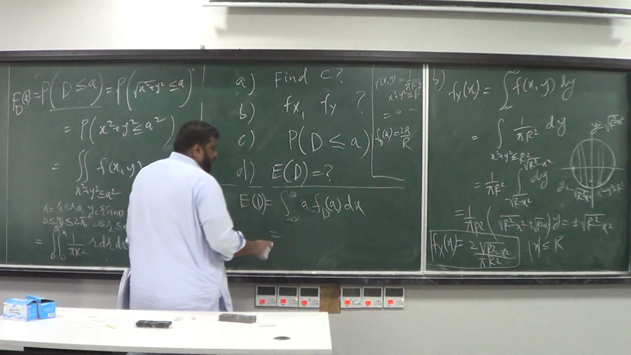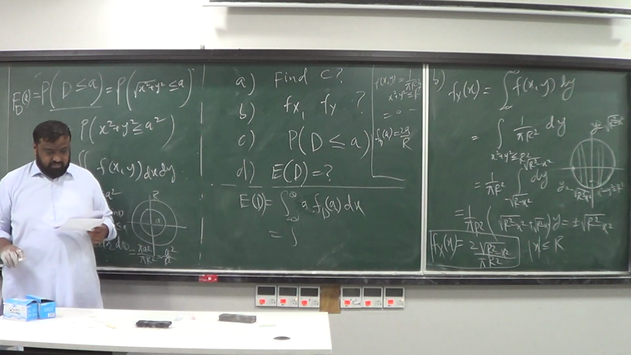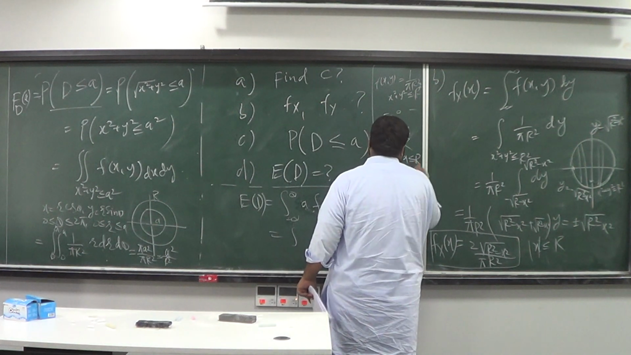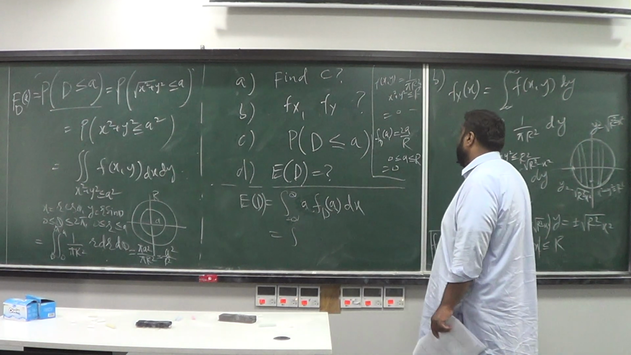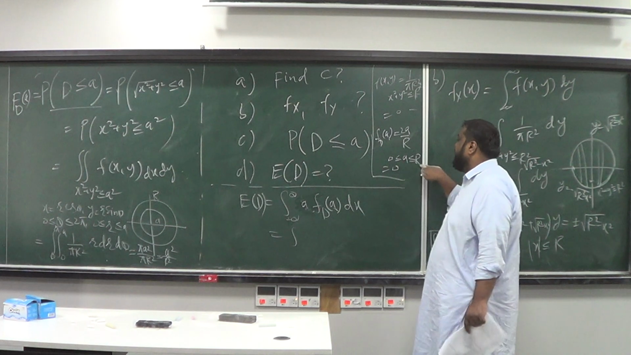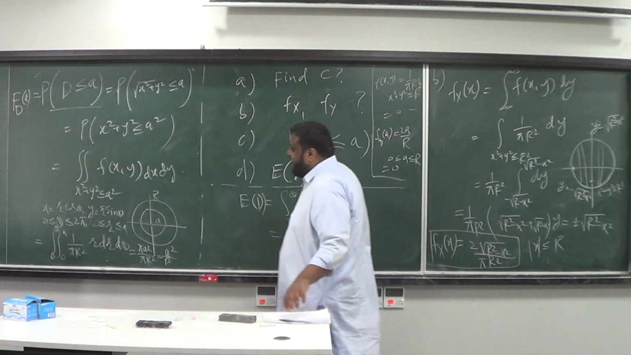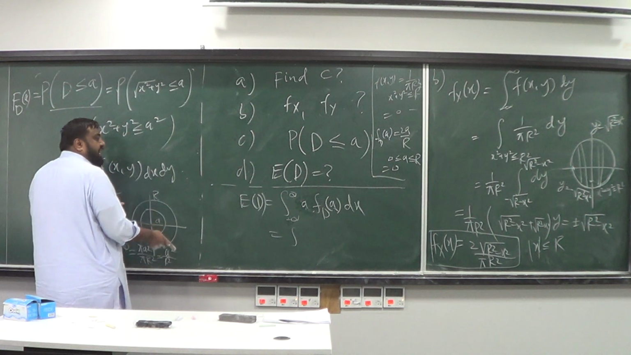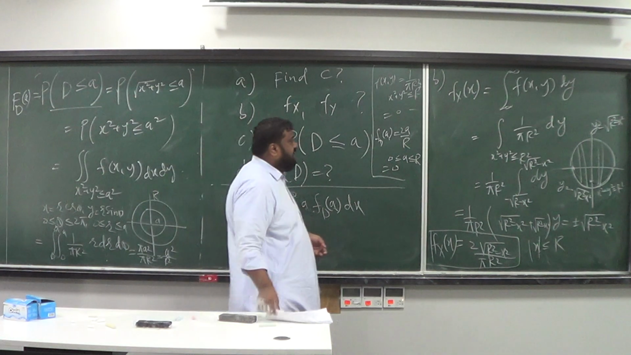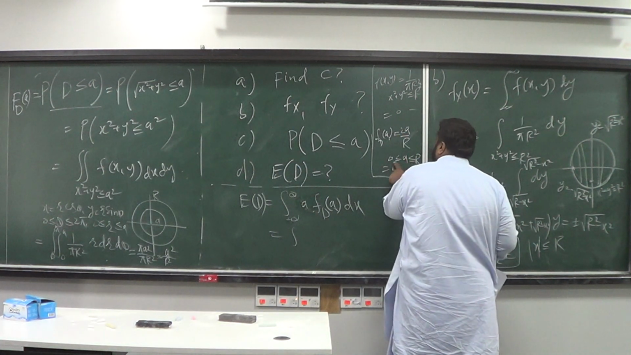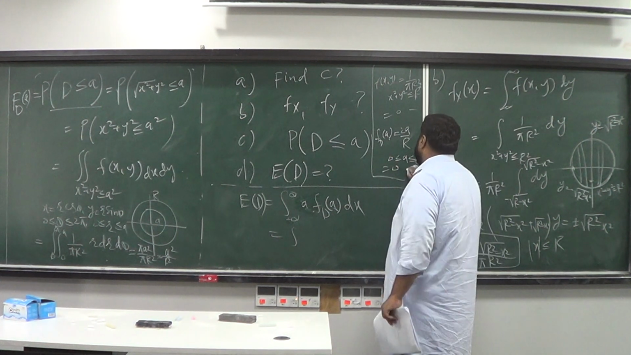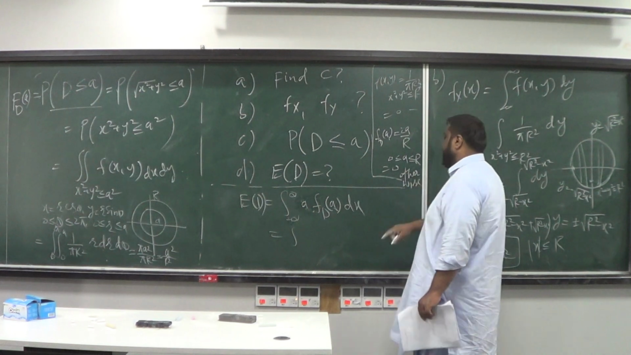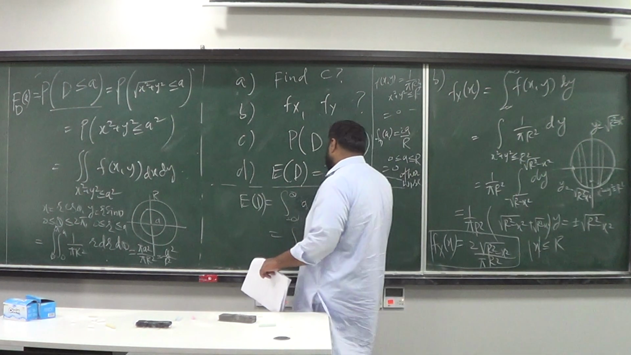Where A can be any distance between 0 to R, and it's 0 otherwise. So f_d of A is 2A over R, where A is any distance between 0 to R, because there is no restriction on A. In other words, I can choose this circle to be a smaller circle, or as big as the total circle, the big circle. So A can be anything. This f_d of A is 2A over R between 0 to R, and equal to 0 otherwise.